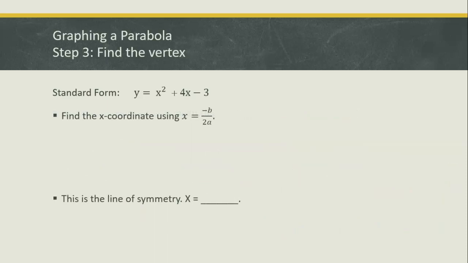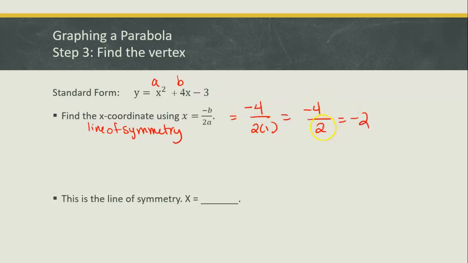Now we're going to find our x-coordinate using x equals negative b over 2a. This is also what we call our line of symmetry. So this is our b, this is our a, but it's negative 4 all over 2 times that invisible 1. So it's negative 4 divided by 2, which is negative 2. That's our line of symmetry, so x equals 2. I'm sorry, x equals negative 2.